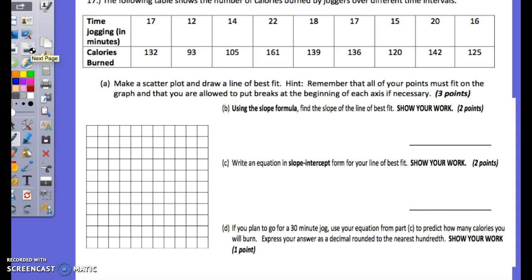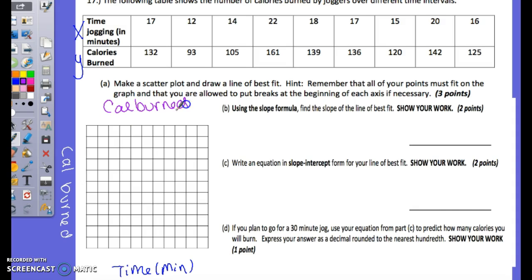Last but not least, this one here, we have to make a scatter plot. The following shows the number of calories burned by joggers over different time intervals. Time is my x. Calories burned is my y. So I'm going to go ahead and label time in minutes, and then calories burned. And I'm going to title my graph. I'll just name it calories burned jogging.